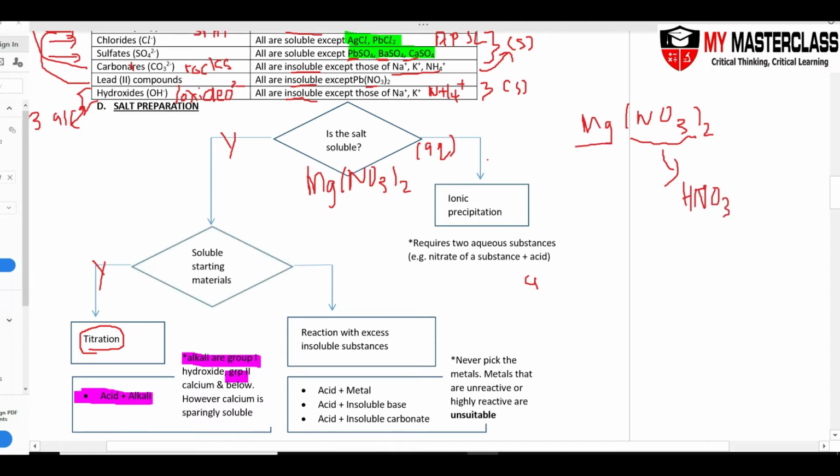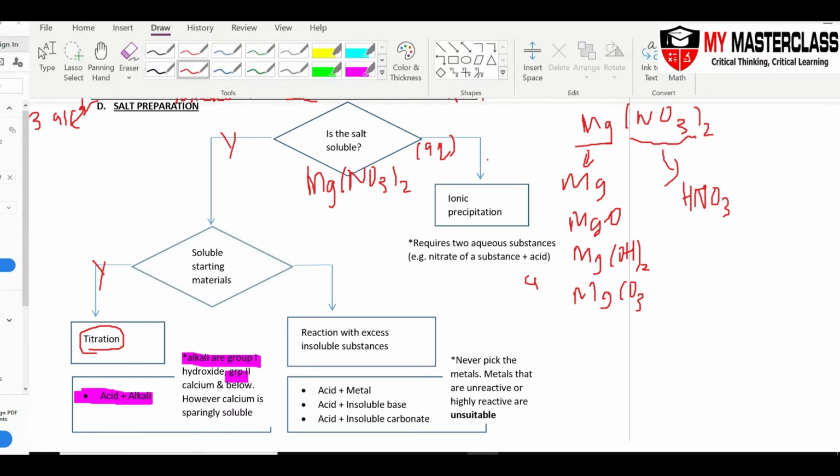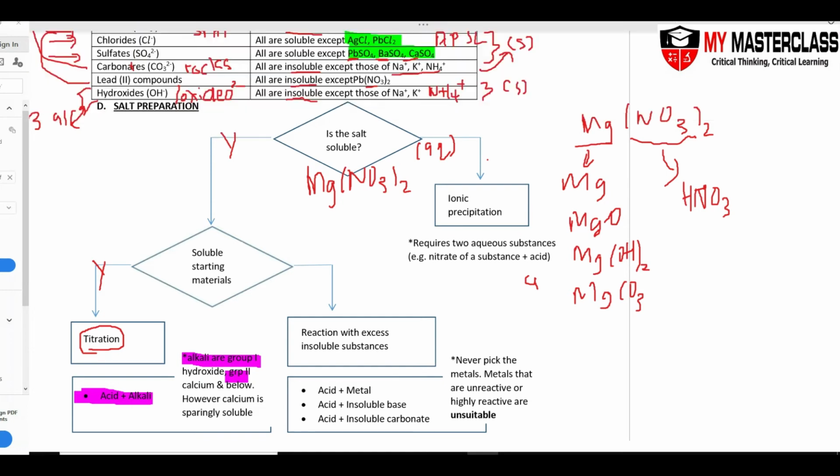Okay, the magnesium will come from metal plus acid, metal oxide plus acid, metal hydroxide plus acid, and your metal carbonate plus acid. All 4 substances are possible reagents for preparing magnesium nitrate. Okay, so same thing, let's discuss whether they are soluble or not.